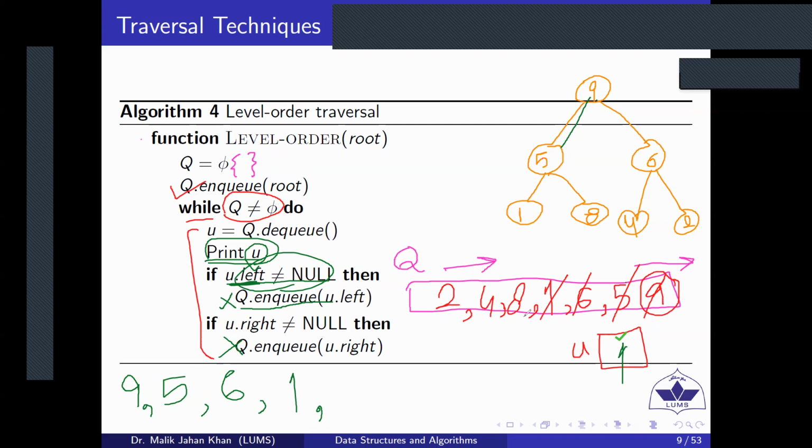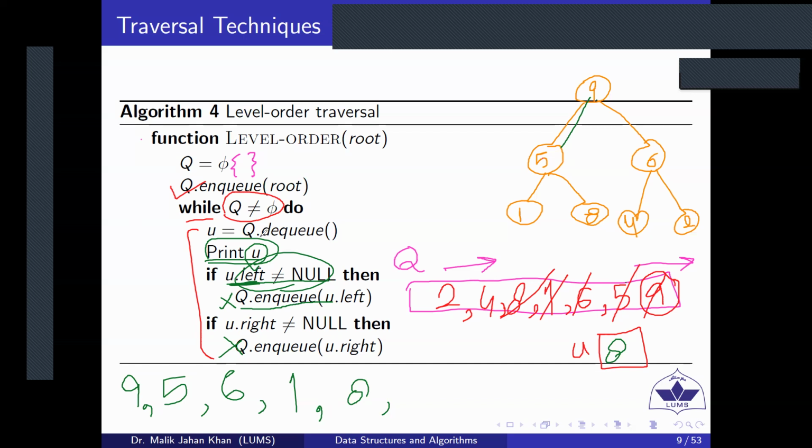We'll check the queue. It's not empty. So we dequeue the next element. Next element which is about to be dequeued is 8. So 8 goes out and it gets placed inside U. So U now contains 8. We print 8, print U. We check left of 8, which is null. We check right of 8, which is null. So enqueue operations of both conditions won't be executed.